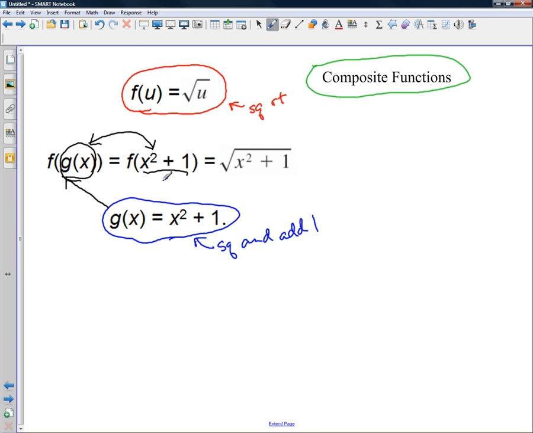And finally, if we apply the f rule or function to this quantity, remember the f rule is the square root rule, so we're going to take the square root of this x squared plus 1.